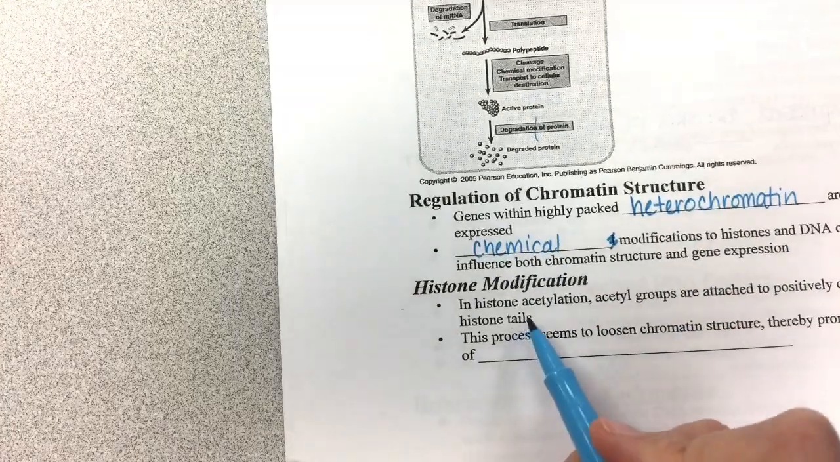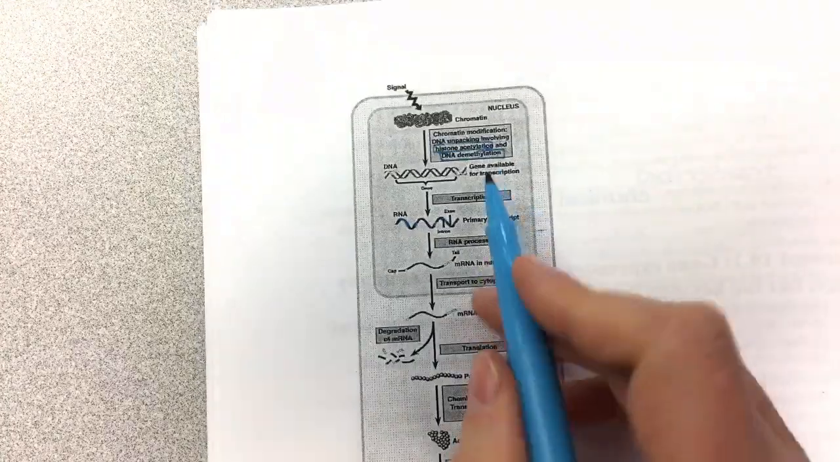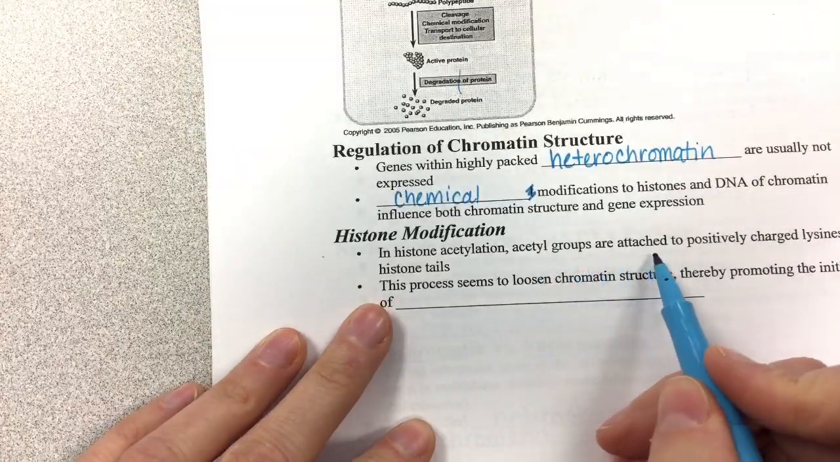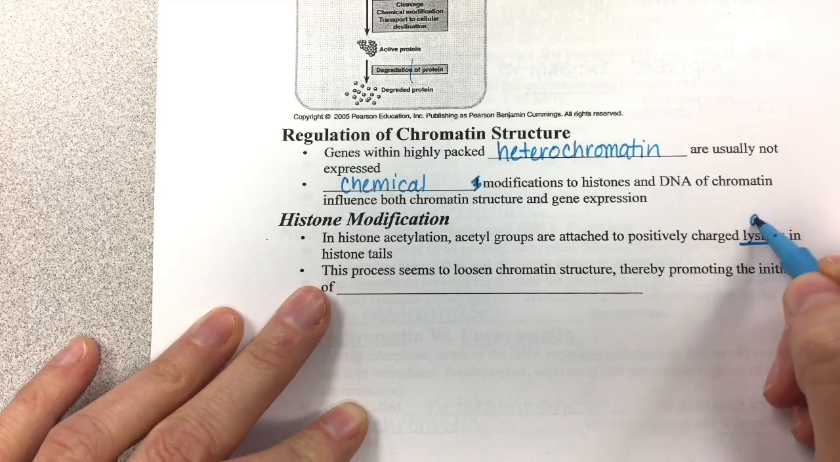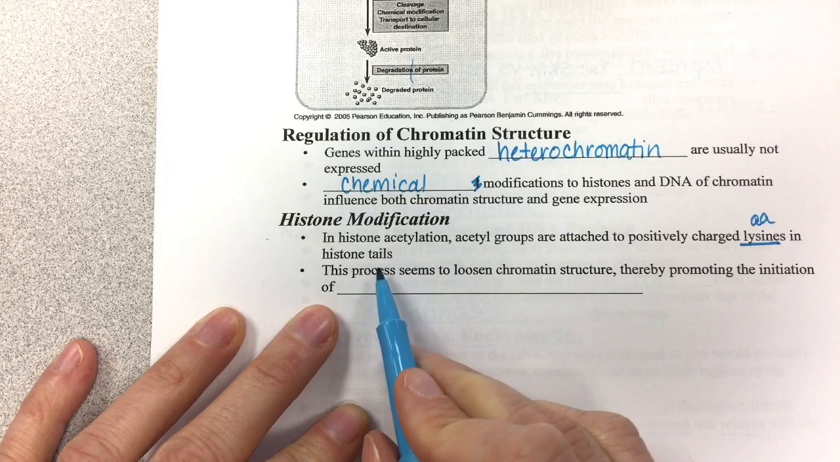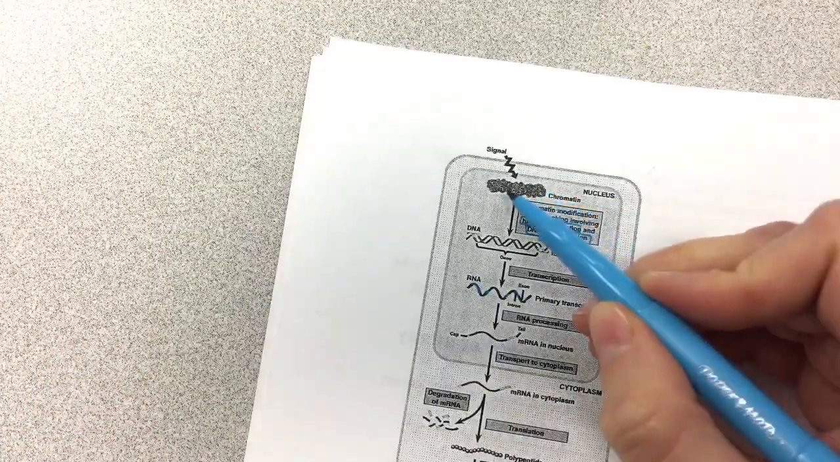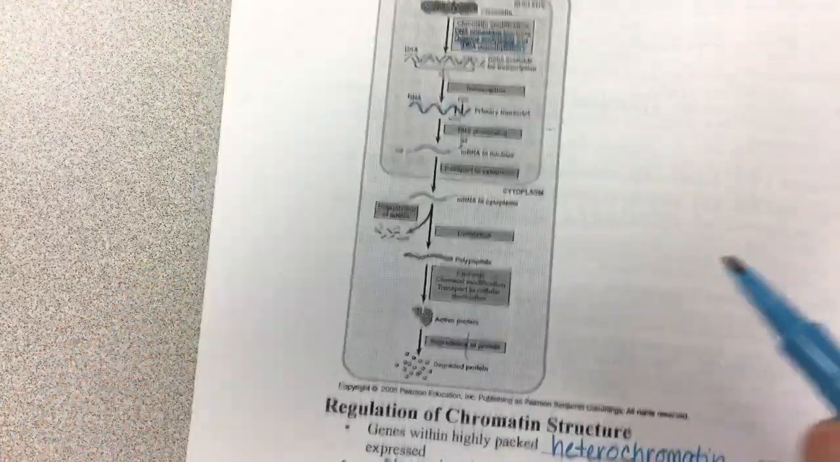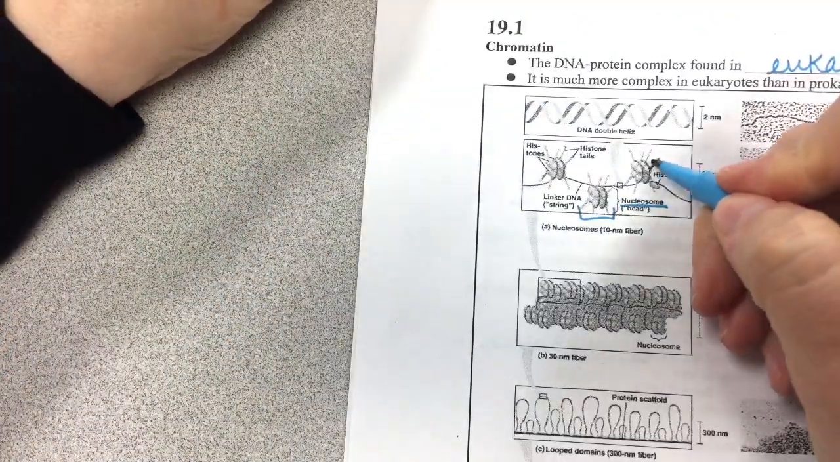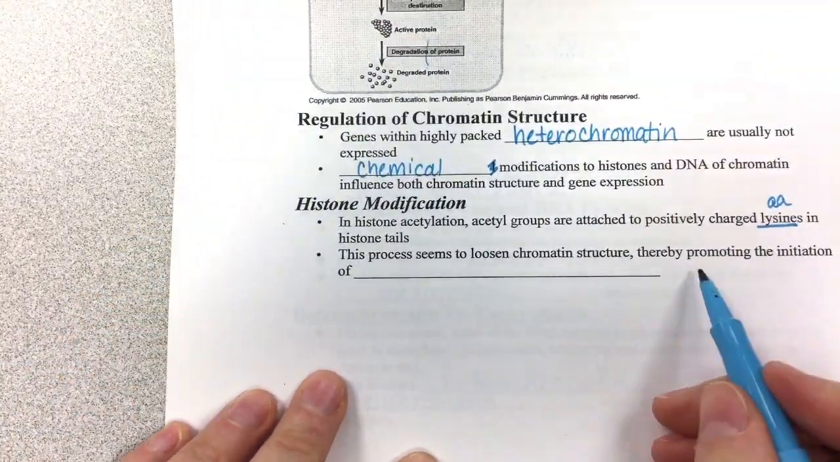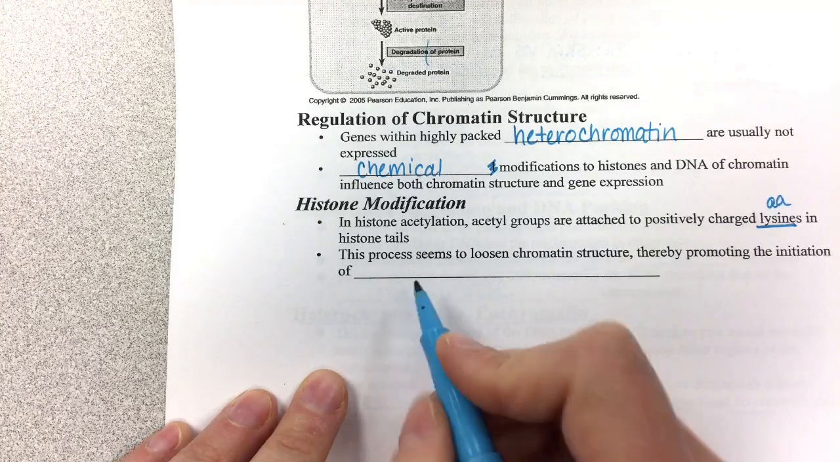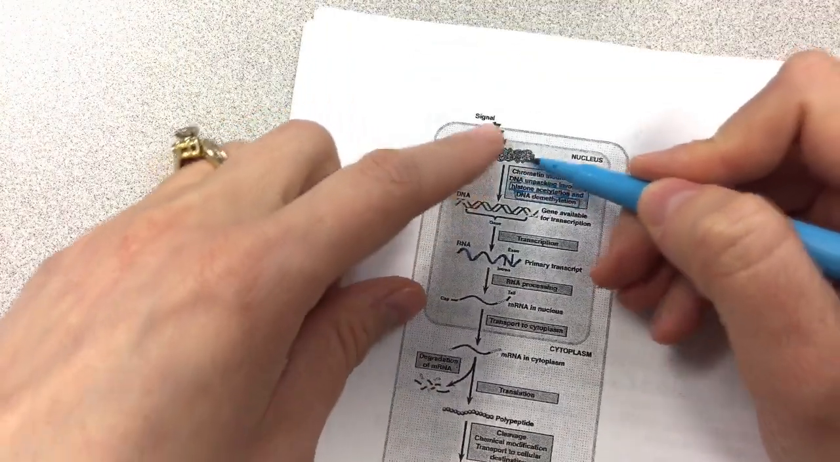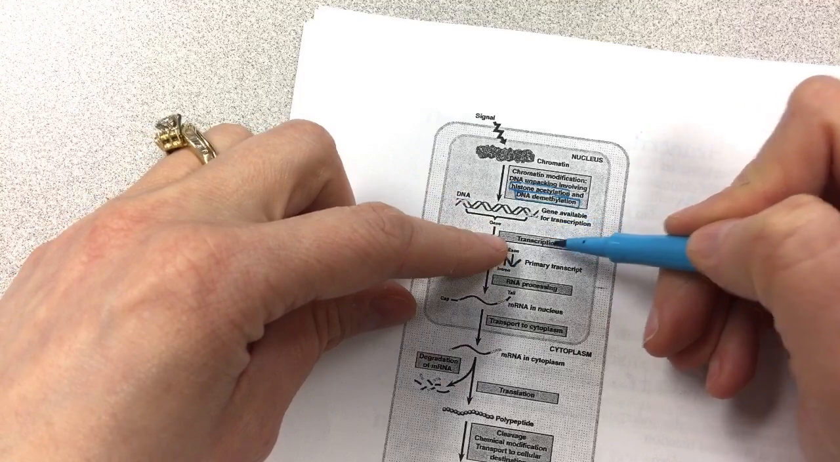So, histone modification. In histone acetylation, so that was that first one, acetyl groups are attached to the positively charged lysines. Remember, lysine is a type of amino acid in histone tails. So the cell adds acetyl groups to the histone tails. The tails, by the way, let's go back to this picture. That's these guys here hanging off of the histone proteins, histone tails. They're part of the histone proteins. This process seems to loosen chromatin structure, thereby promoting the initiation of, what are we going to do? If it loosens it up, it exposes the gene, so what can we start? Transcription.